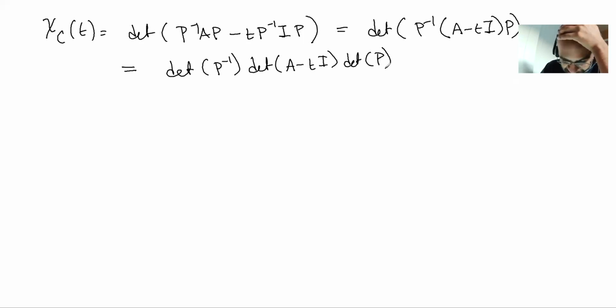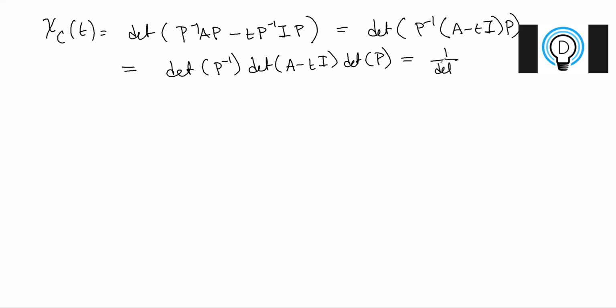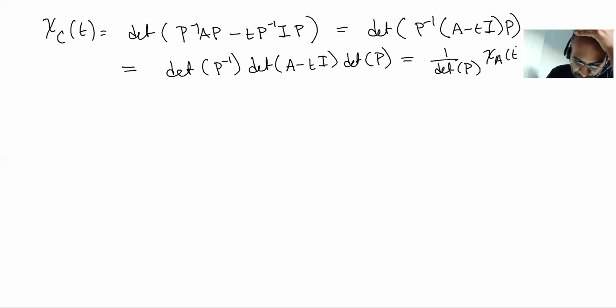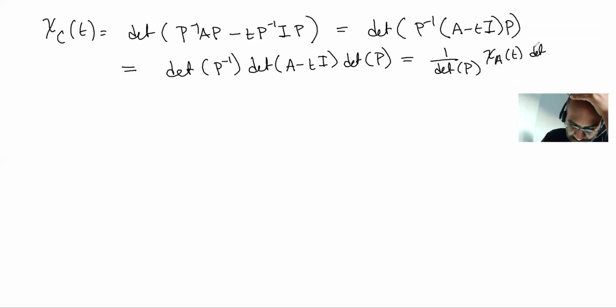But the determinant of P inverse is equal to what? 1 over the determinant of P. Yeah, 1 over the determinant of P. And the thing in the middle is the characteristic polynomial of A. And this is not 0, so cancel. You just cancel. They cancel with each other. And that's it. That's the proof.